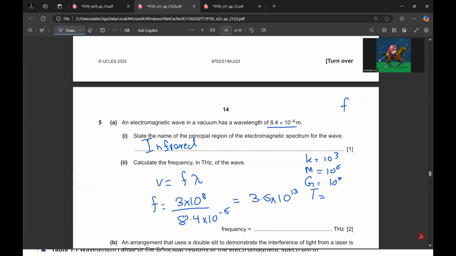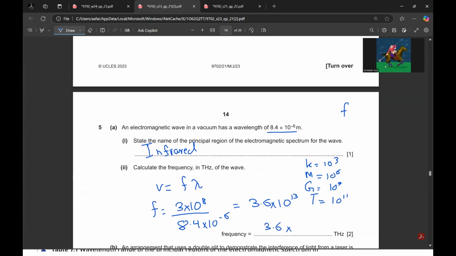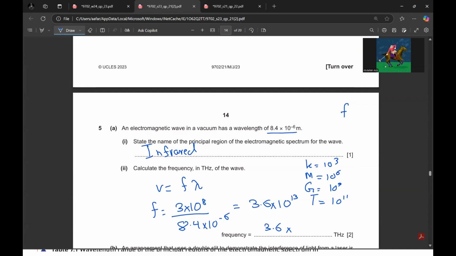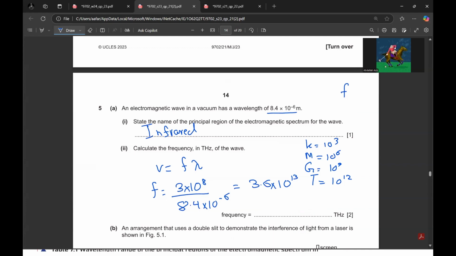And tera is 10 power 12. So we can say 3.6 times 10 power 13 is 36 times 10 power 12. So basically it becomes 36 terahertz.